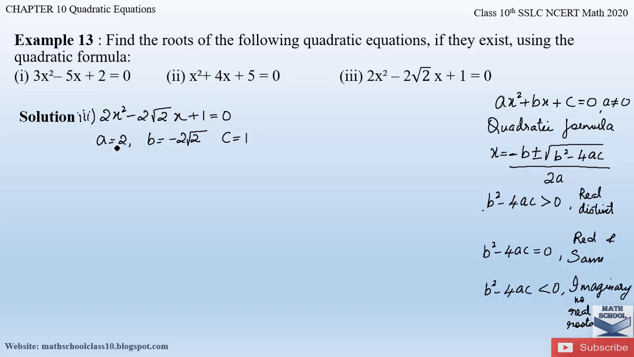Now first we are going to find the discriminant value, that is b square minus 4ac, so that we will come to know what type of roots we are going to obtain. So let us substitute the a, b, c values in this expression. That is, b square will be minus 2 root 2 the whole square, minus 4 into a is 2 and c value is 1. The square of any minus term will become plus.